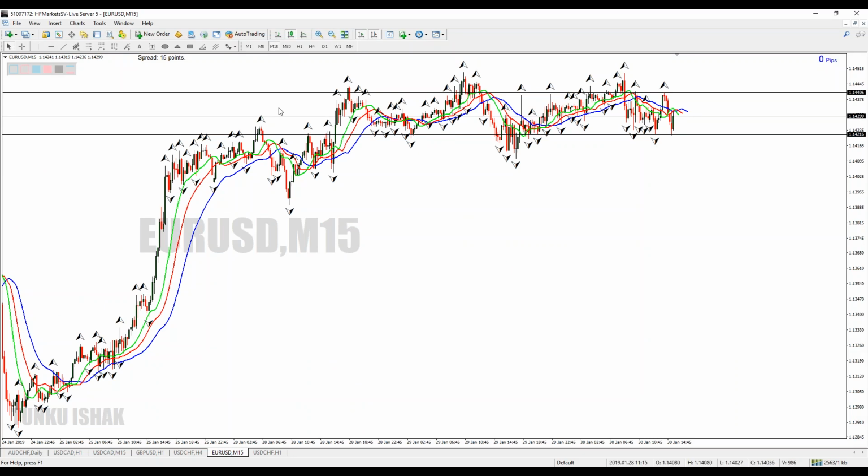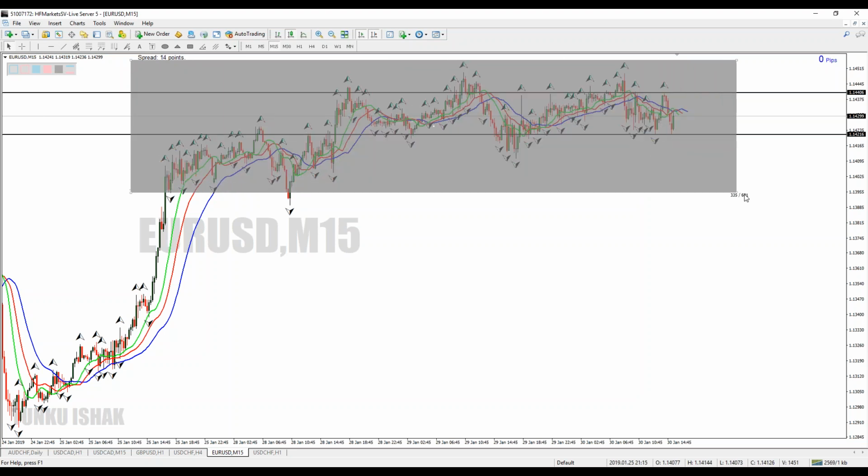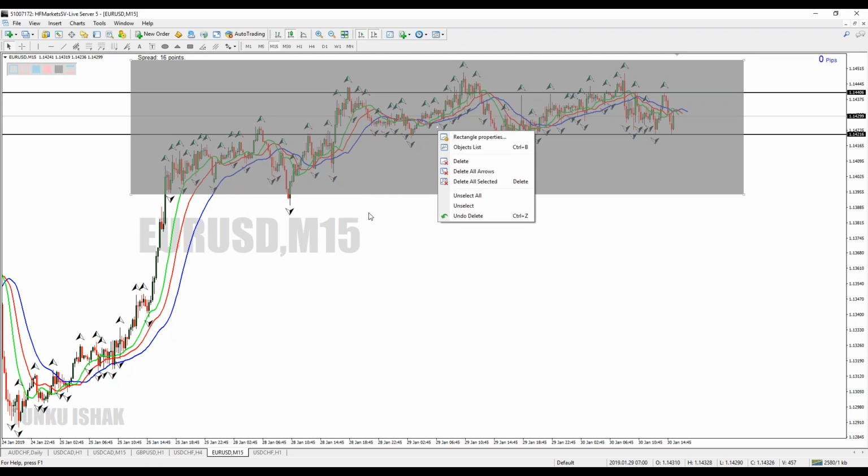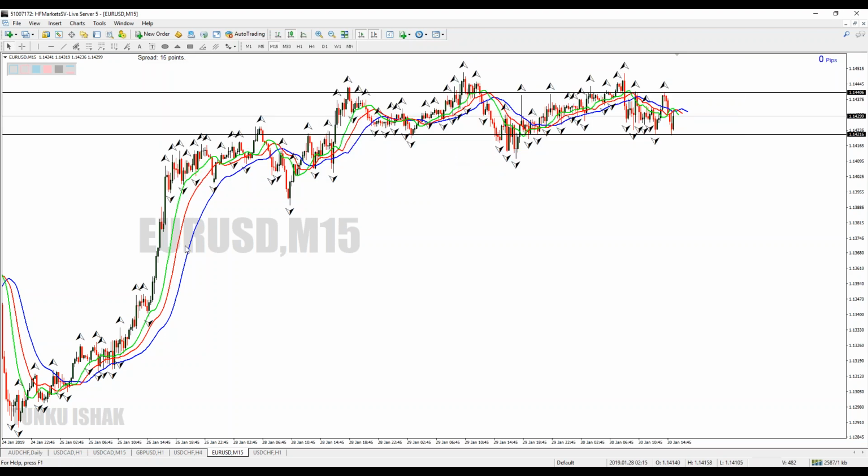Okay, if you see here, this is actually a kill zone for us. There are a lot of false signals, and you need to be careful. And the fractal helps us to eliminate some of the false signals, not all, but some.